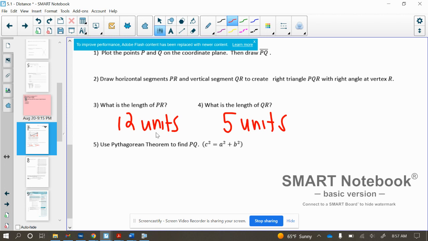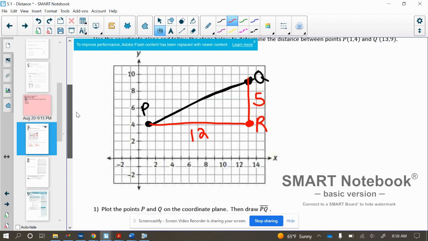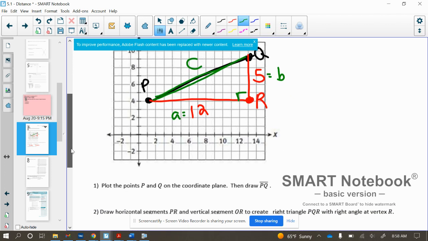Now, to actually find the length of what we want, P to Q, we're going to use the Pythagorean theorem. The Pythagorean theorem calls this hypotenuse between P and Q. It's called the hypotenuse. It would be across from our right angle. That's C. And then you can call these other 2 pieces A and B. It doesn't matter which one's A and which one's B. We're going to plug this into the formula.